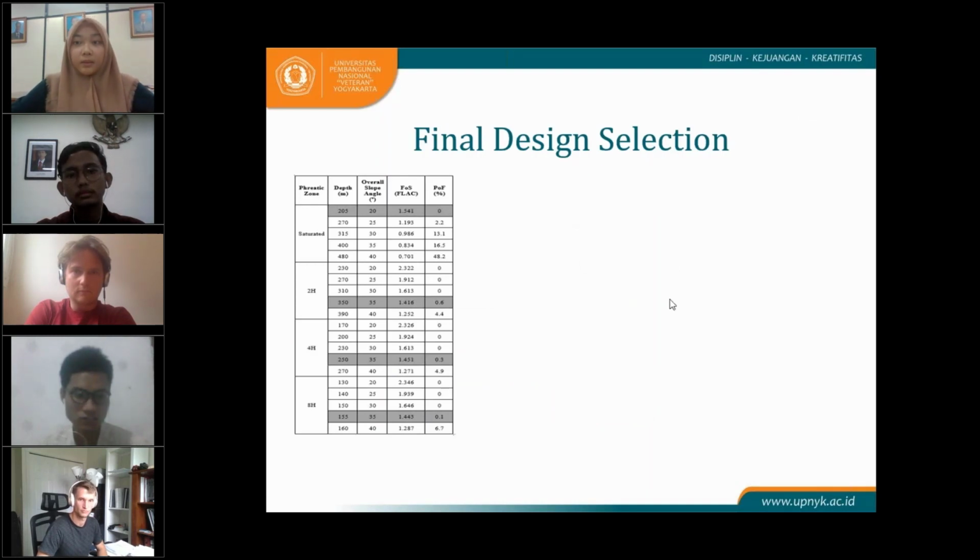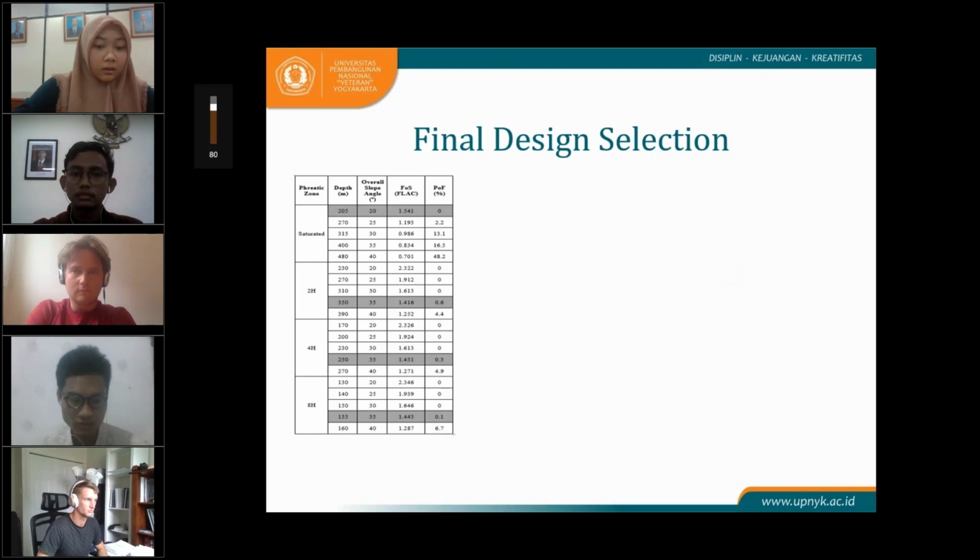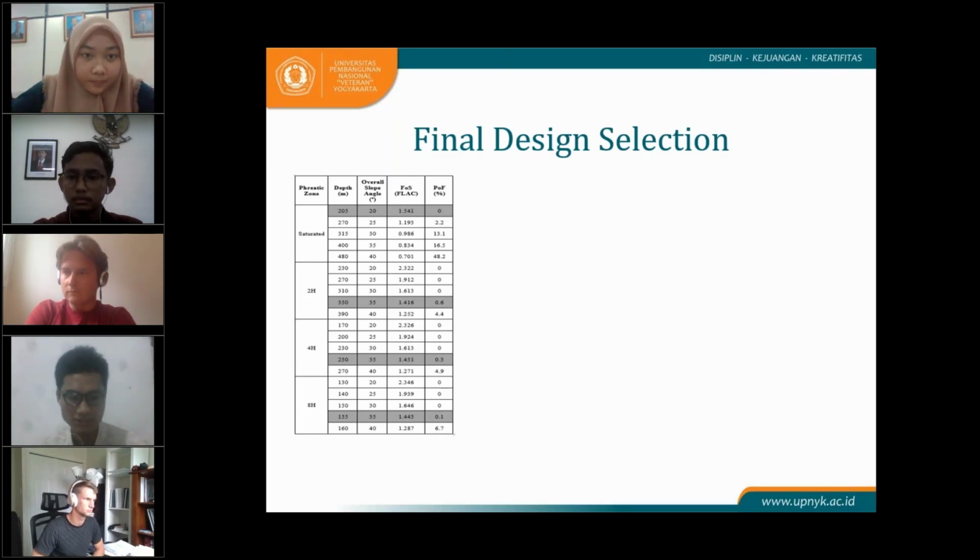For final design selection, this is the tabulation data from computing slope stability through Slide and FLAC. Safety factor was the main acceptance criterion. Therefore, every phreatic zone condition has an optimal model. The optimal model is in the gray rows, and we can see the slope modeling on the right side of this slide.